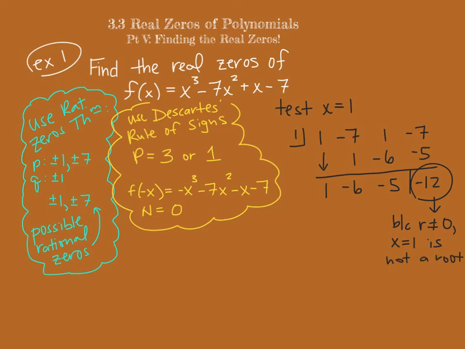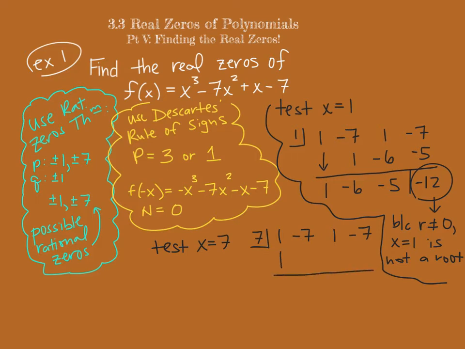It didn't work. So the next thing we have to do, we'll test 7. We'll see if 7 is a root. So we put 7 in our corner and we do synthetic division again. So we have 1, -7, 1, and -7. Bring down our 1. 1 times 7 is 7. We add -7 and 7 to get 0. 0 times 7 is 0. 1 plus 0 is 1. 1 times 7 is 7, and we have a remainder of 0. So because the remainder equals 0, x equals 7 is a root.